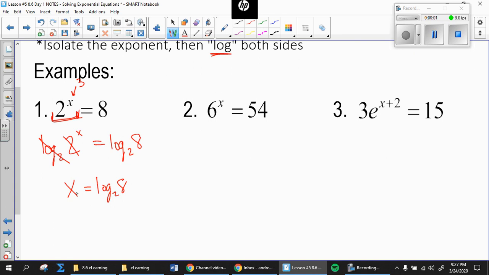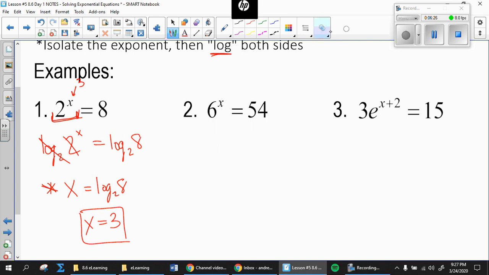Now, that is the exact answer. Sometimes on an ACT or a multiple choice, that would be your answer. If we type into our calculator, like we said above, log base 2 of 8, that should give you 3. So on a non-calculator question, you would get this. And if you could type into your calculator, we'd get this here.